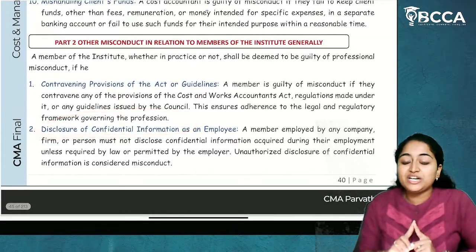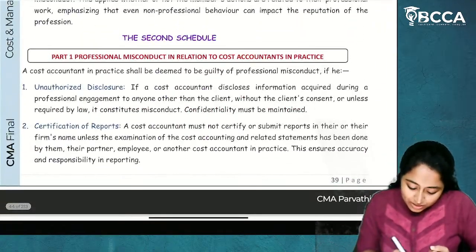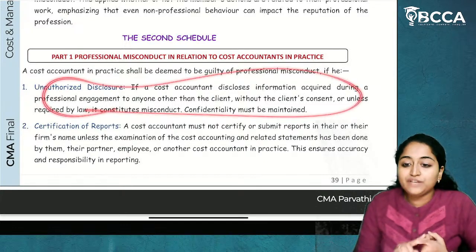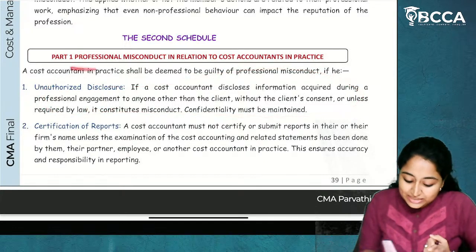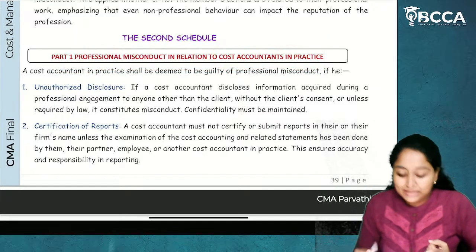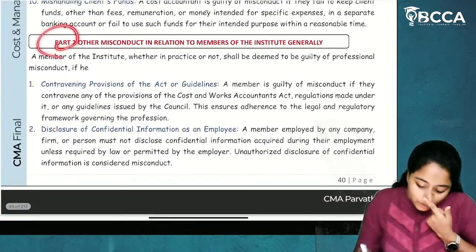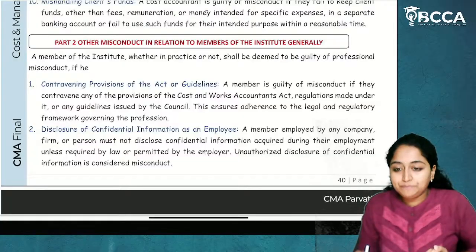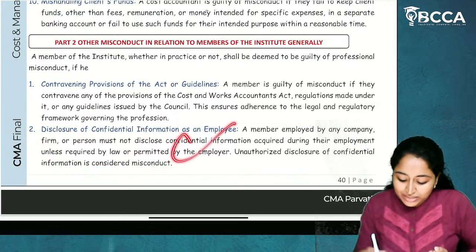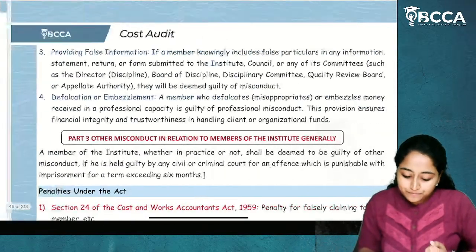Disclosure of confidential information as an employee. See here, unauthorized disclosure, which means you are giving confidential information of a client, then it is a professional misconduct if you are acting as a cost accountant in practice. This is given in part 1. In part 2, if you are an employee of a company and you are disclosing confidential information, then it is a professional misconduct. It is given under part 2 of the second schedule.